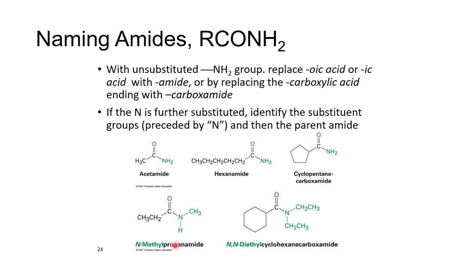Let's look at this compound. This is cyclohexane carboxylic acid. Instead of carboxylic acid, now we use carboxamide. And the two substituents here are N,N-diethyl. So N,N-diethyl cyclohexane carboxamide is the name of this amide. The last thing we will talk about in this lecture is the naming of esters.